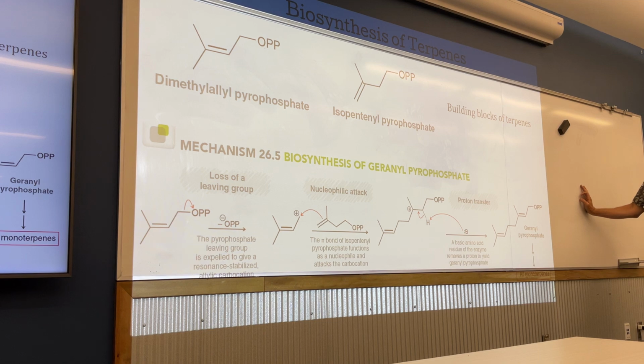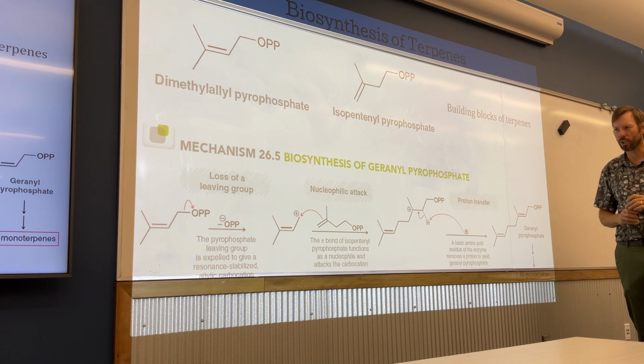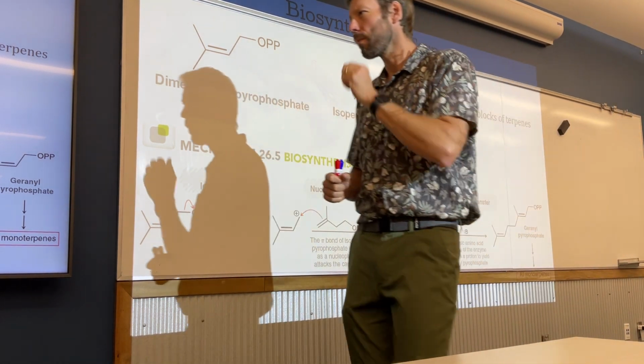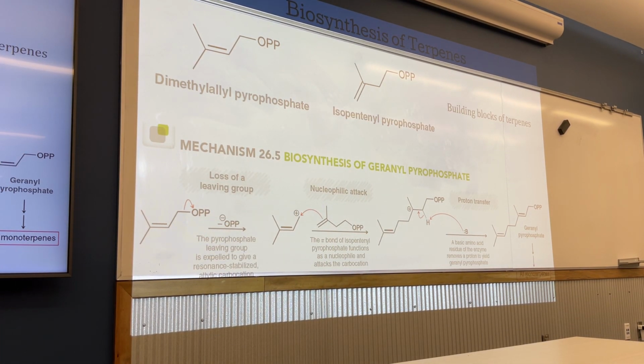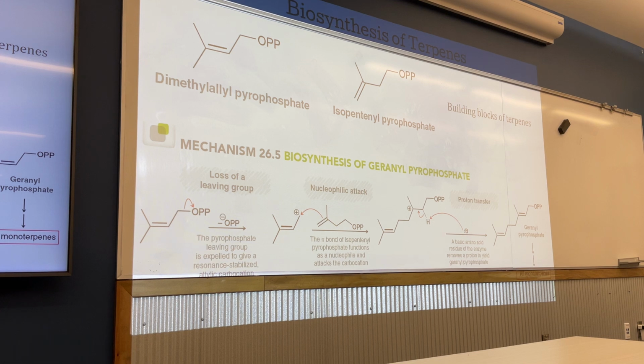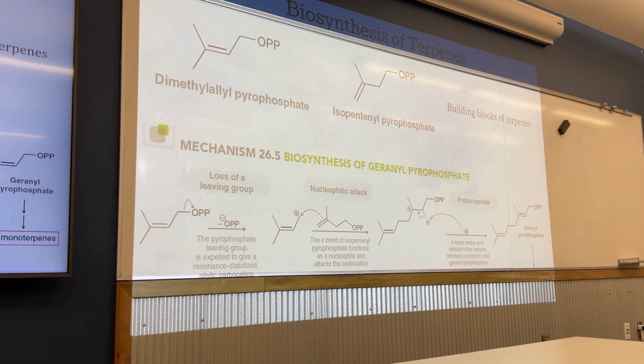Okay, and what happens is it creates a good leaving group. Three main steps: loss of the leaving group allows nucleophilic attack, proton transfer. By doing that, we create a weak base. A weak base is a strong leaving group. And we can end up with our monoterpene. So a monoterpene is going to be 2 isoprenes together.